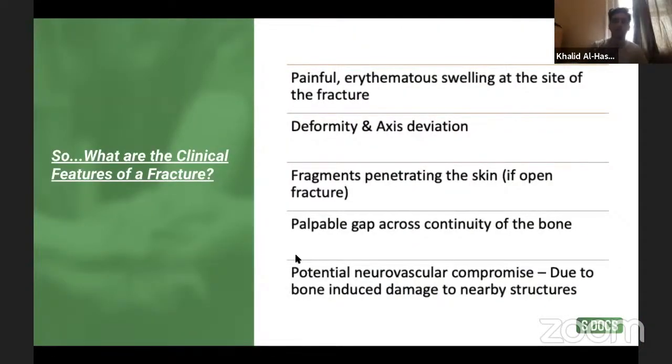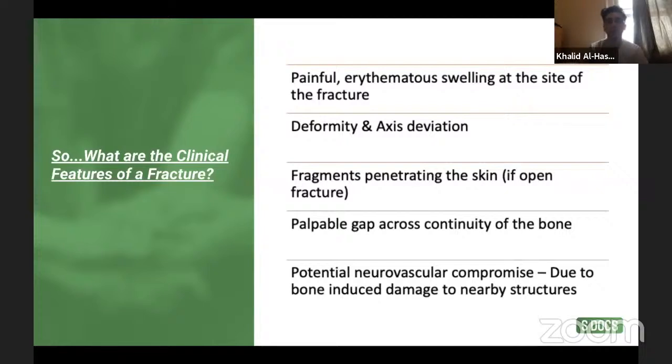This is fairly straightforward. If you generally tend to think about a fracture, like we said before, it is a loss of union. So if there is a loss of union, naturally what we'll see is a painful erythematous swelling at the site of the fracture. So there would be redness and swelling along the site of the fracture itself.